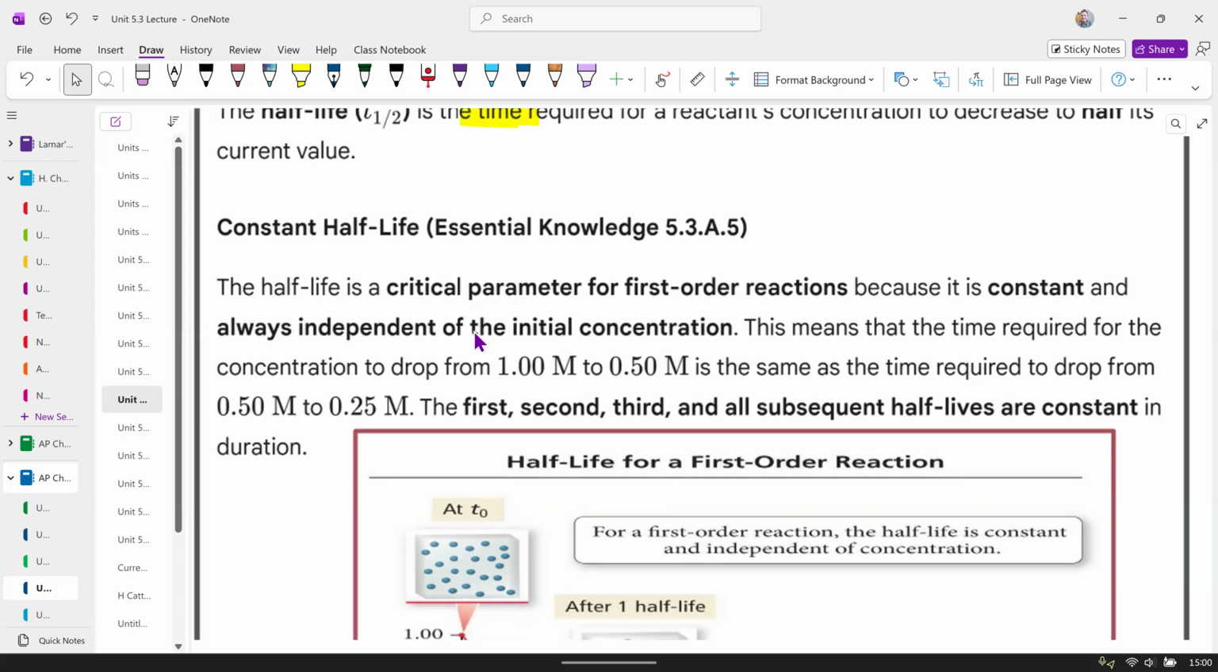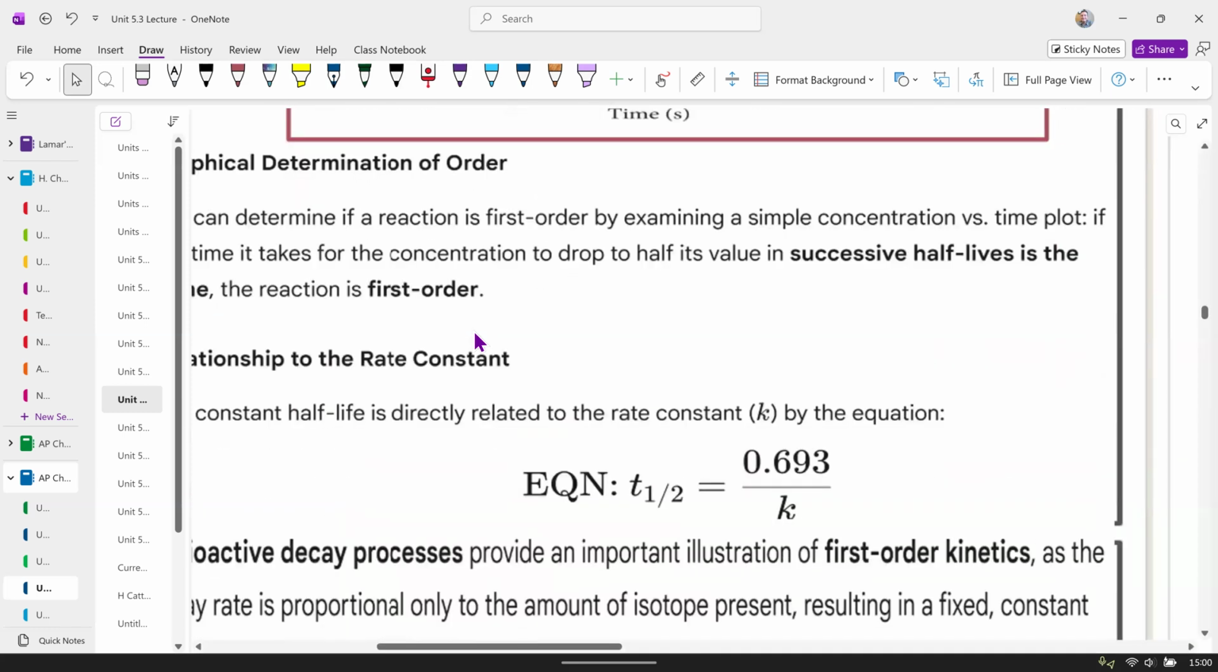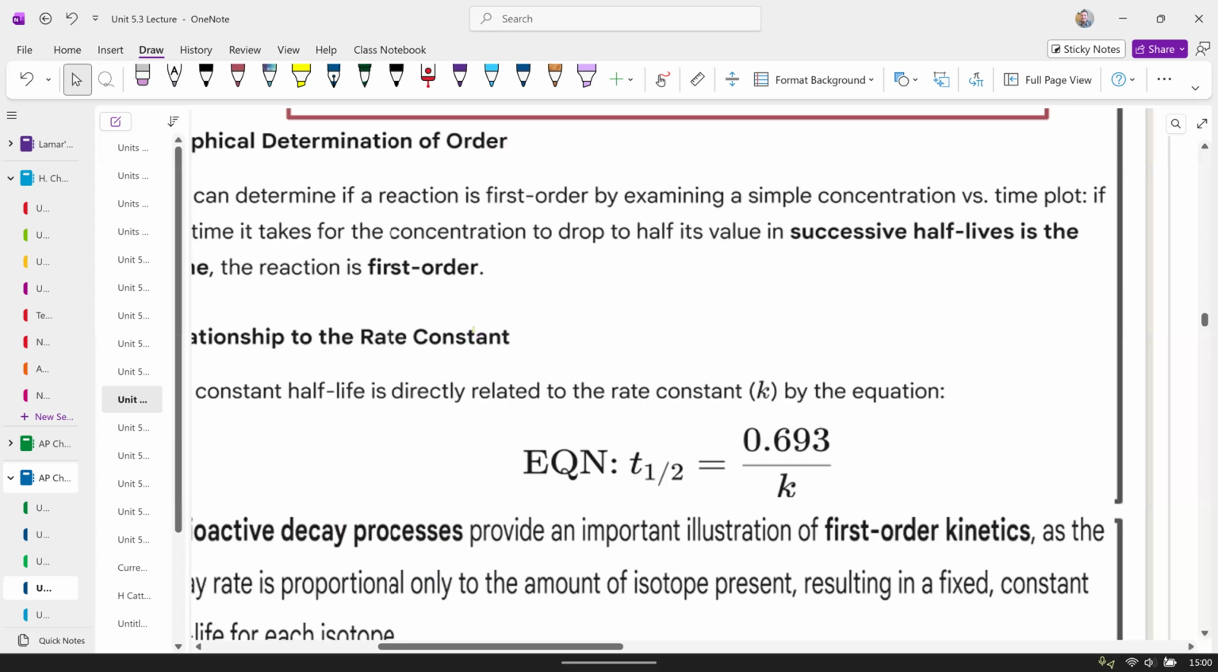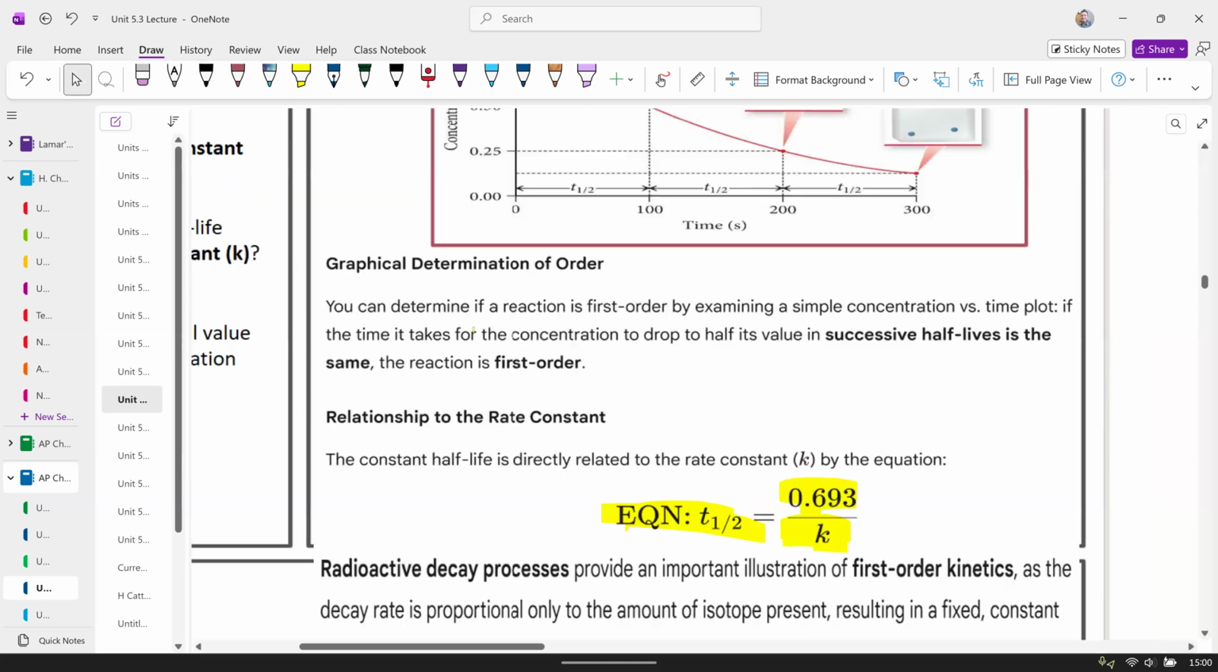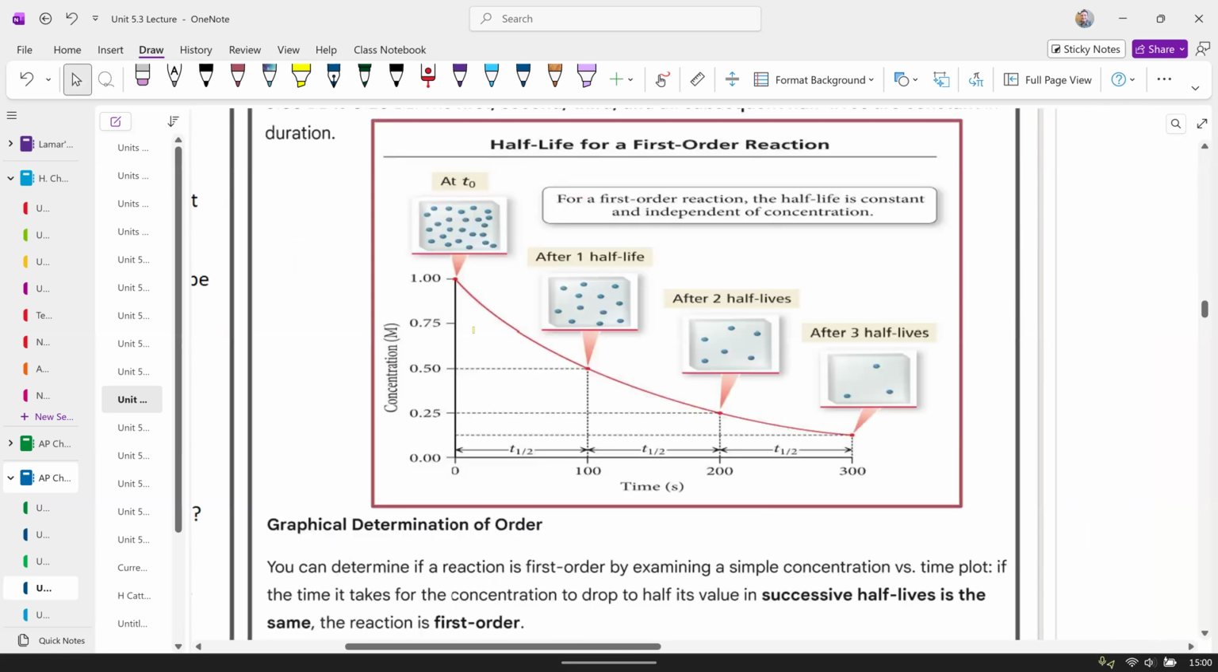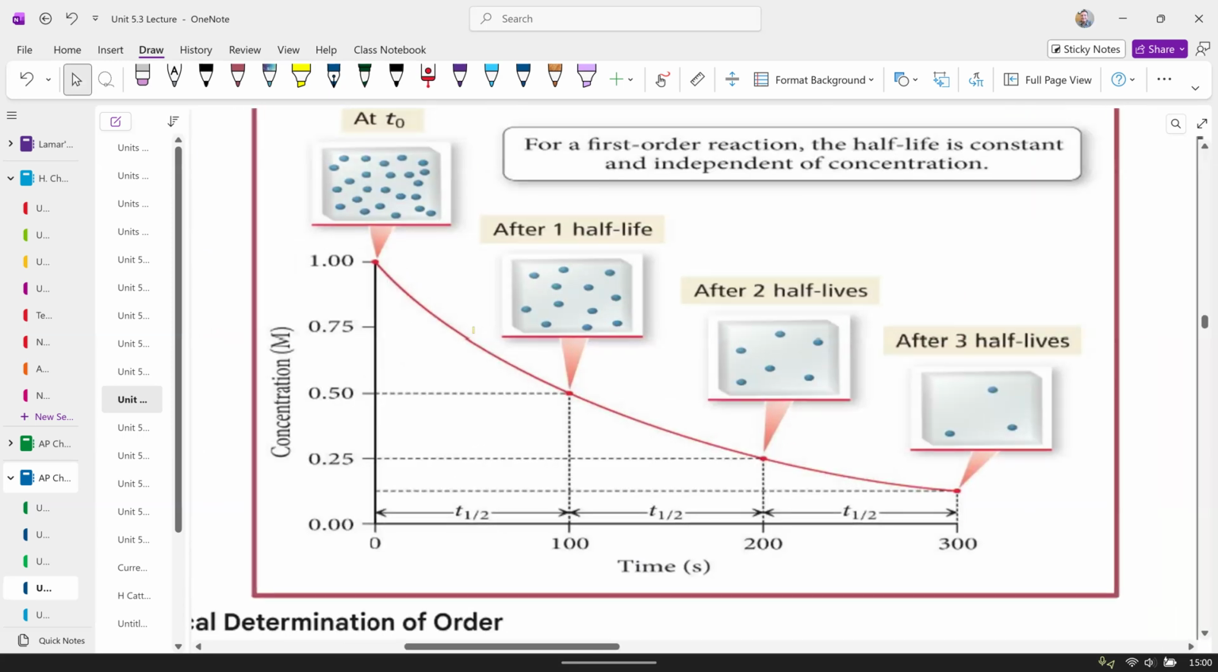If we go back to our equation, we look at this equation and we do not see anywhere in here concentration. So there's no value for concentration, meaning that the half-life does not depend on the concentration. And so even though the concentrations decrease over time, the half-life does not. All right, so let's take a look at what a half-life means as far as this graph. Now, this is a graph of concentration versus time.